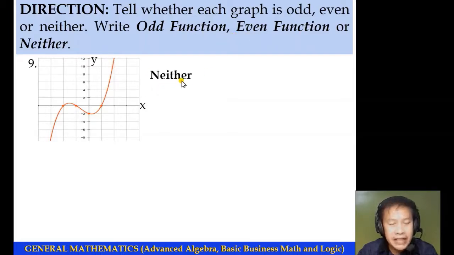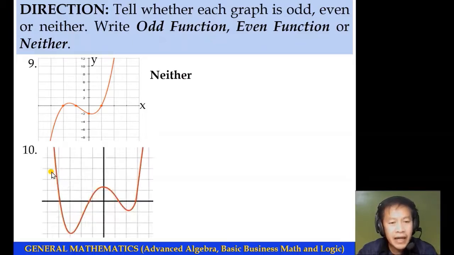And the answer is neither. Number 10. This graph is a graph of a quartic function in which we have three turning points. We have the first turning point and the second turning point, and this is the third turning point. The graph of this quartic function is not symmetric with respect to the y-axis because this is a smaller curve compared with this other curve, which is larger than this particular curve. That is why this is neither an odd function nor an even function.